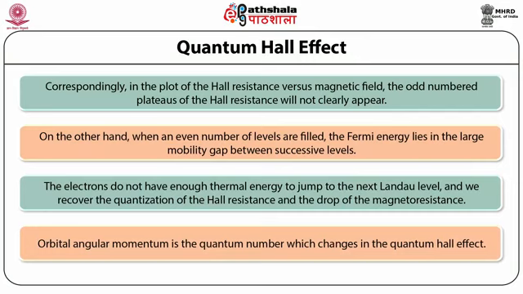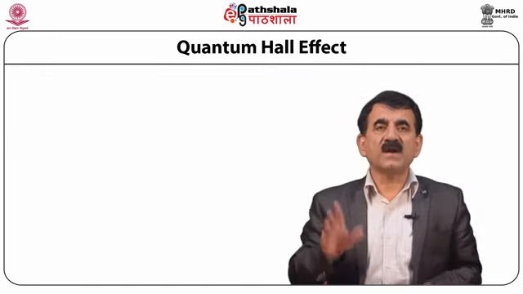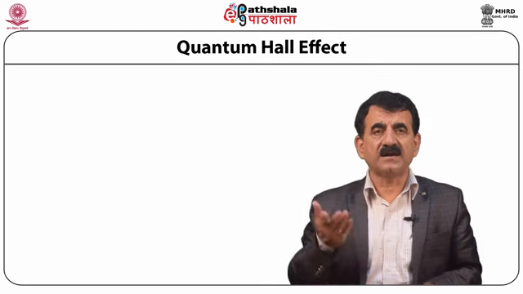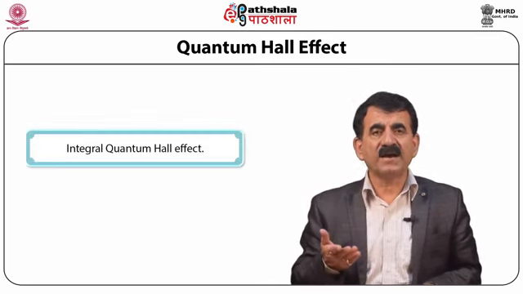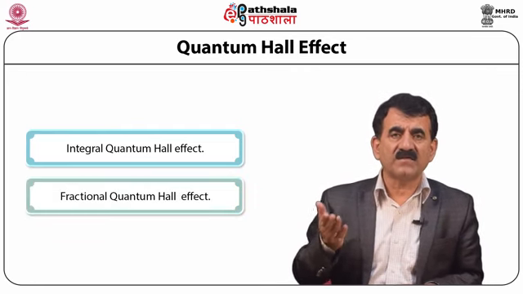Orbital angular momentum. Orbital angular momentum is the quantum number which changes in the quantum Hall effect. The quantum Hall effect has a direct effect on the orbital angular momentum L. So the quantum Hall effect can be subdivided into two categories: one is the integral quantum Hall effect and the other is the fractional quantum Hall effect.